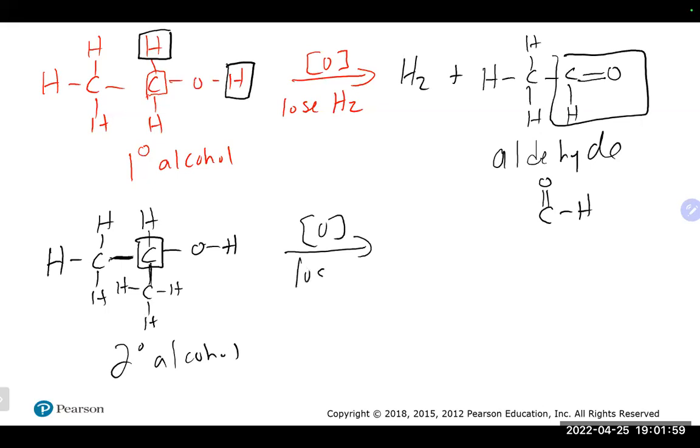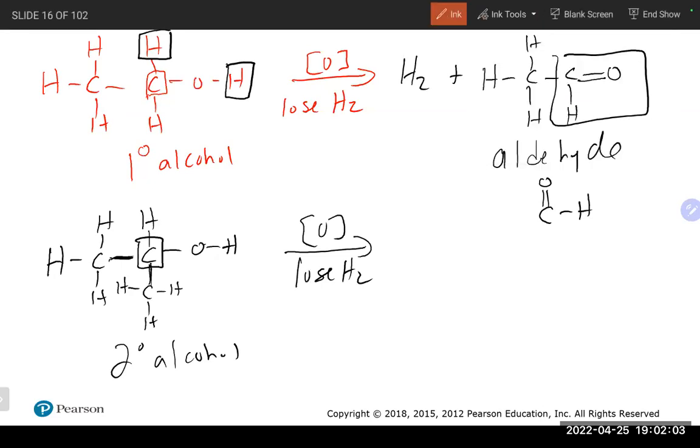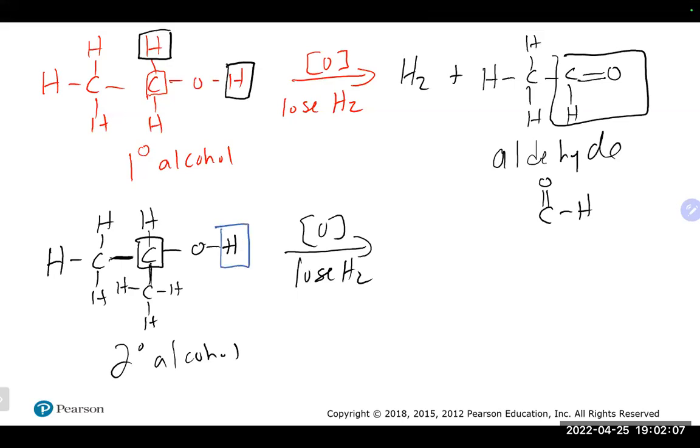You lose H2, and the H2 is lost in the exact same spot, which means I'm going to take an H off of the O, and I'm going to take an H off of the carbon. Everything else stays exactly the same. So I'm not even going to think about it. I'm frankly going to copy what's there, obviously not drawing the hydrogens that I boxed out. So I end up with something that looks like this.